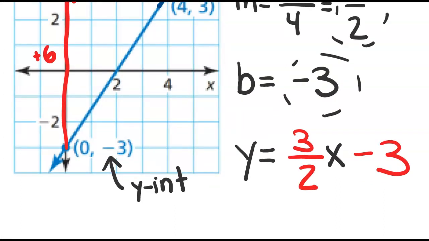When I write this, I'm purposely doing it in different colors so you know that when you're writing a line, y equals and x are always going to be in there. Those are not things or variables that you're changing. The only variable that you're changing is your m and your b.